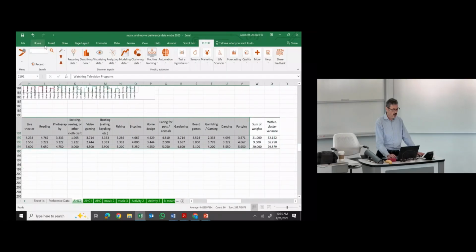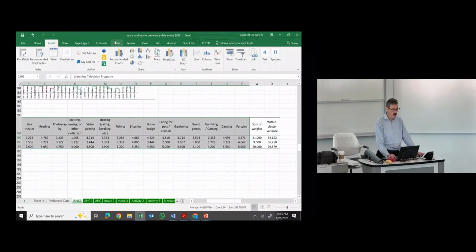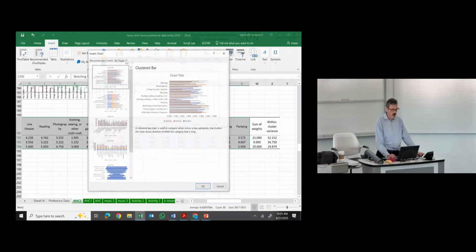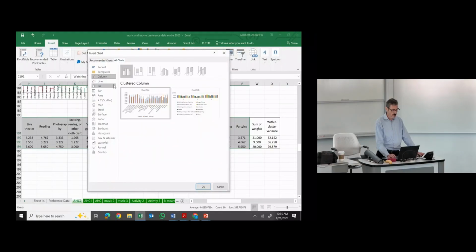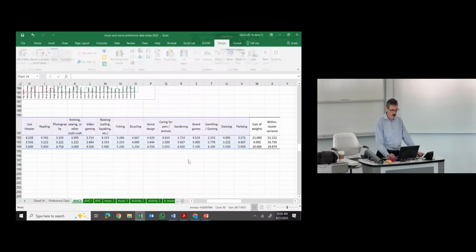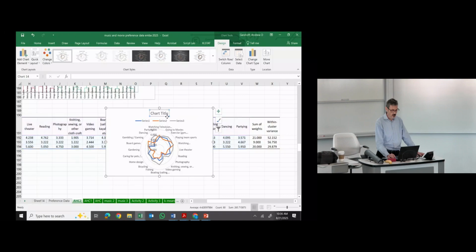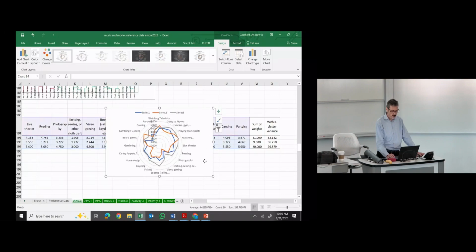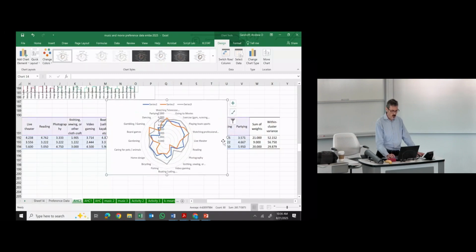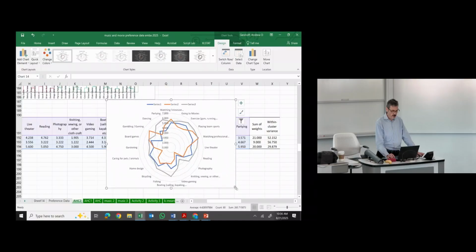Right, and I'm going to just put this in a chart. Insert, recommended. And I forgot, was this the same scale, 1 to 9? Yeah, this was the same scale. And let's see if there's anything useful to see in here.